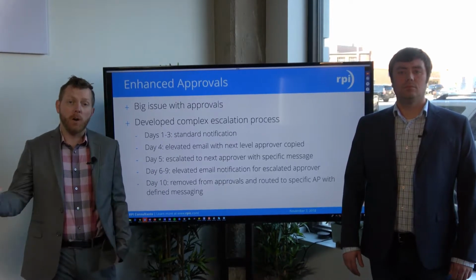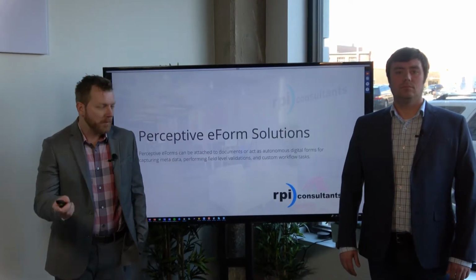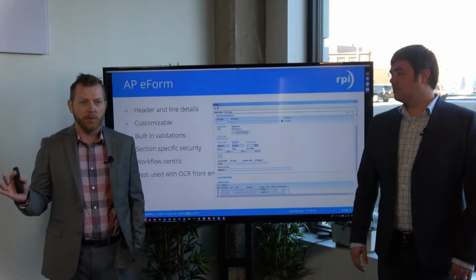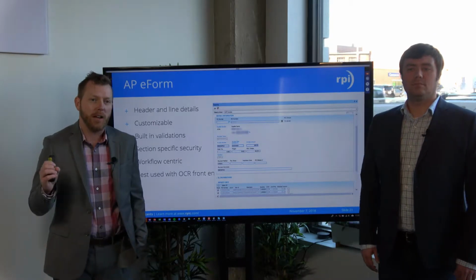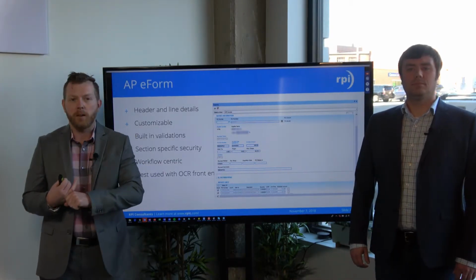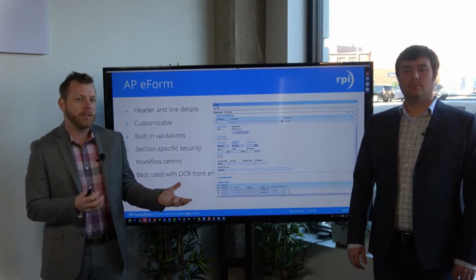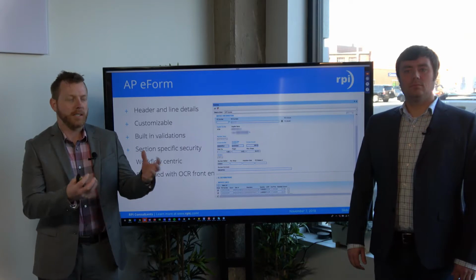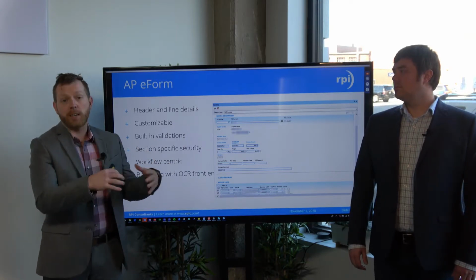Switching gears here over to eForms. The AP eForm, which a lot of our clients are very familiar with, this is just an overview. It allows you to store header and line details for your invoice data. It is great if you have a front-end OCR technology like Brainware or Kofax to get those values extracted and then mapped over.